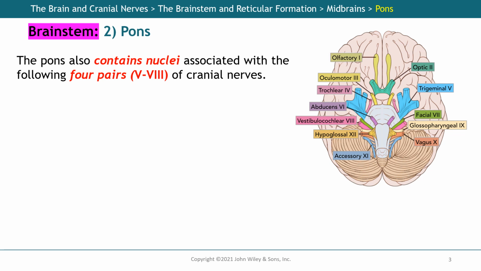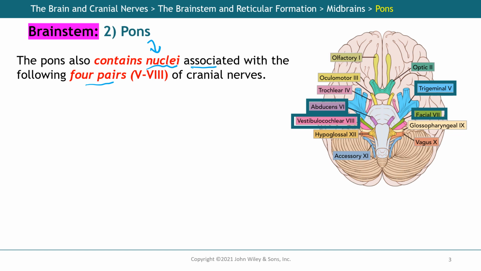We are going to go into the specifics of the functions. Similar to the medulla oblongata, we have neurons that are working together, the sums of the neurons that form a nucleus, and those nuclei have a particular function. Those functions of the nuclei are associated with 4 pairs of cranial nerves from number 5 to number 8. These are the cranial nerves that originate in the pons, and now I'm going to tell you some information related to the function of each one of those. In your textbook, you will find more detailed information.